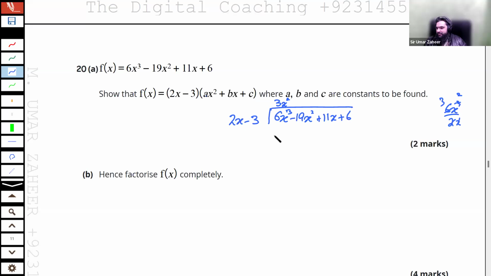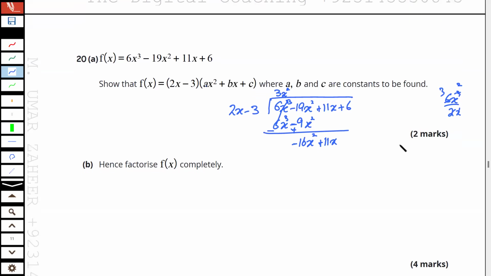Now 2 multiplied by 3 will be 6. x multiplied by x squared will be x cubed. Minus 3 times 3 is minus 9x squared. Now this value will be cancelled out. You have minus 19 plus 9, it will be minus 10x squared. Does anyone have a question till here? No, sir. Now again, minus 10 divided by 2 is minus 5, and the x is cancelled out.